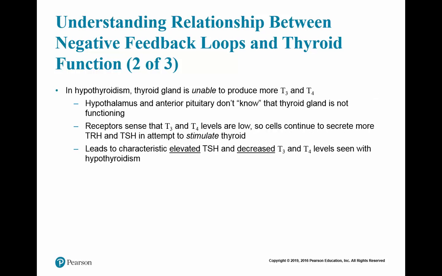But when you have hypothyroidism, the thyroid gland can't make more T3 and T4. So your hypothalamus and your anterior pituitary don't get the message that the thyroid gland's not working. The receptors see that your T3 and T4 levels are low, so the hypothalamus and the anterior pituitary secrete more TRH and TSH to stimulate the thyroid.